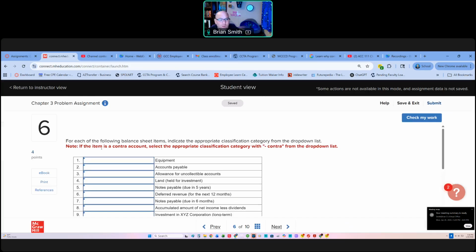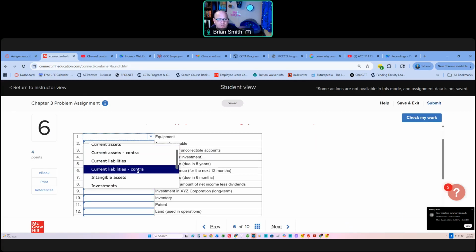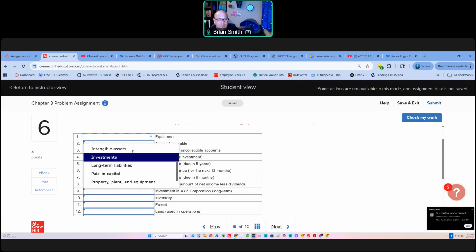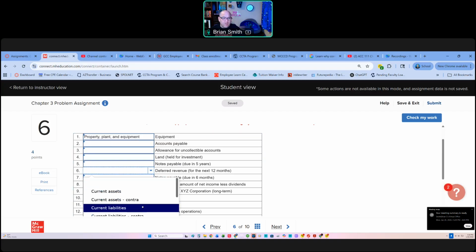So here we're going to classify some of these, and I'm not going to do them all because it's a static question for you guys. But bottom line is we're going to figure out what type of account this is. So equipment, it's going to be property, plant, and equipment. Okay. Deferred revenue, let's classify that as current liability.